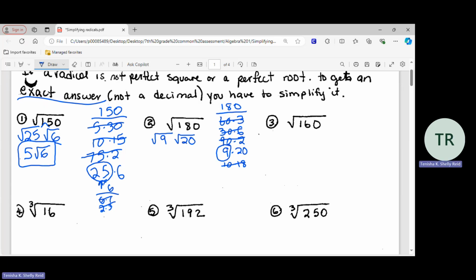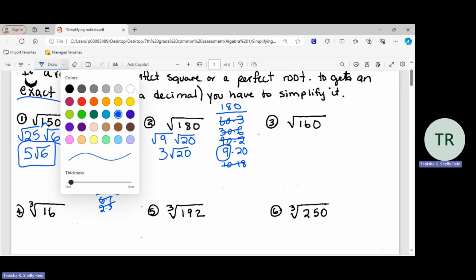The square root of 9 and the square root of 20. The square root of 9 is a perfect square. The square root of 9 is 3. So I know that this is 3 as a whole number. And then we have the square root of 20. I could be done, but I'm not sure. I always want to try that second number just to be sure.